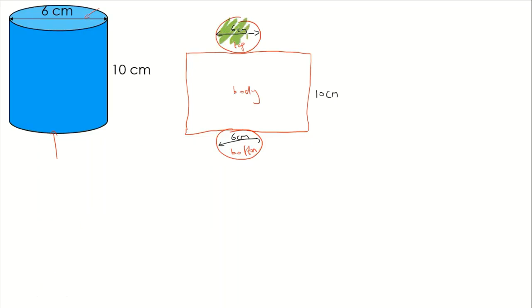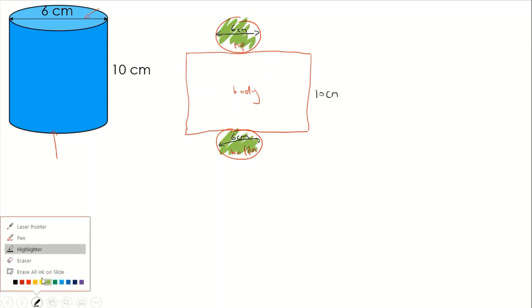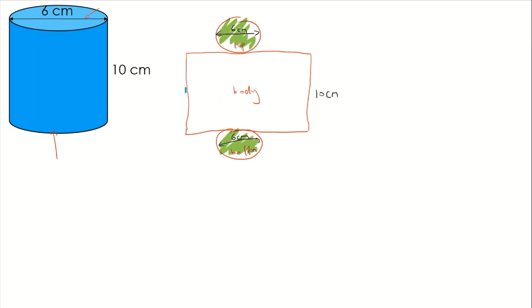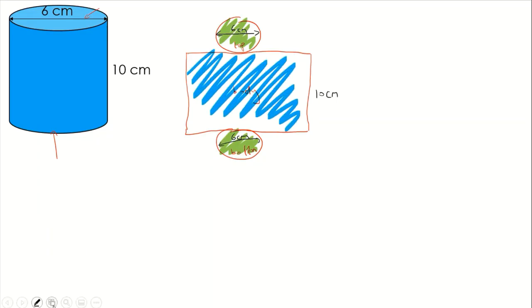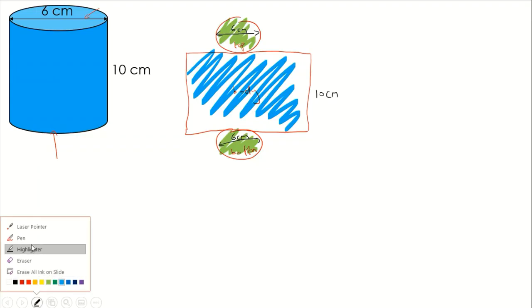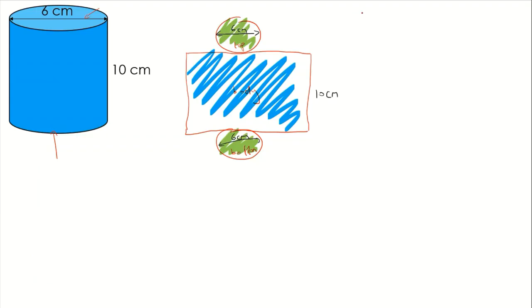See, I've got the top and the bottom. I've also got the body, which I'll highlight, hope this will work, in blue. Okay, so let's do the top and the bottom first because they're a bit easier. So the top is a circle. Remember that's pi times radius squared.